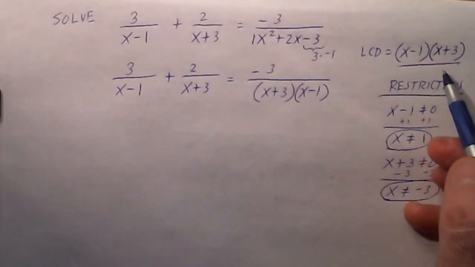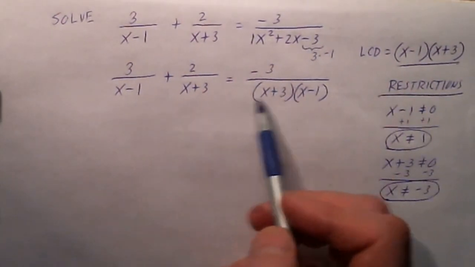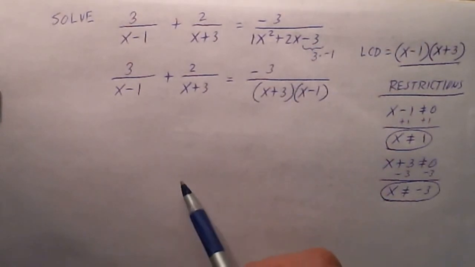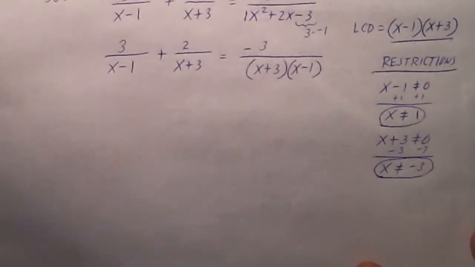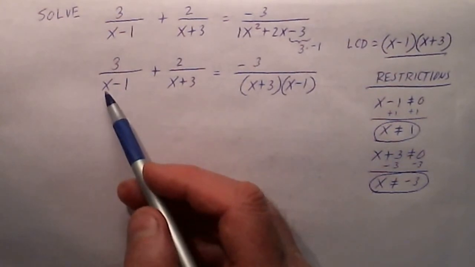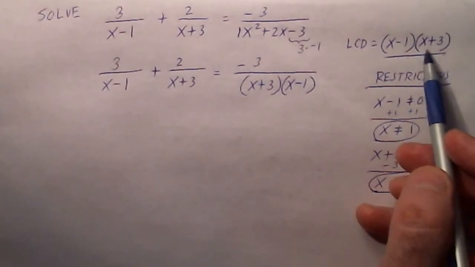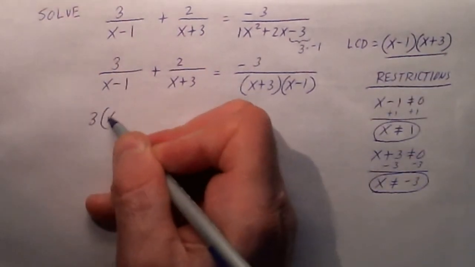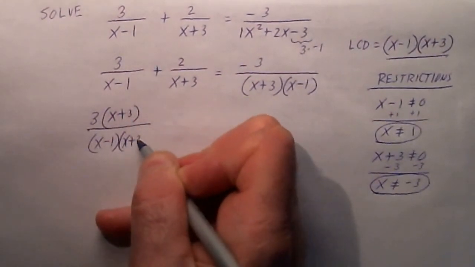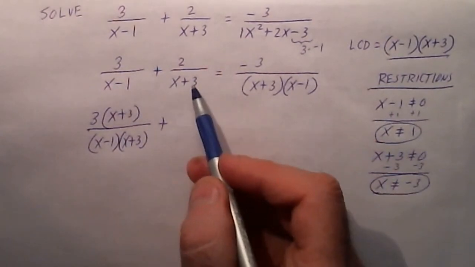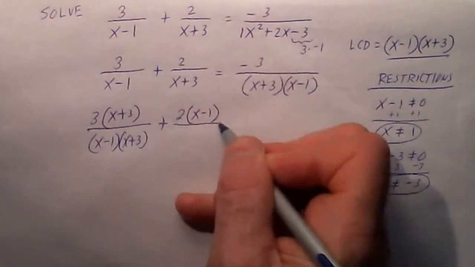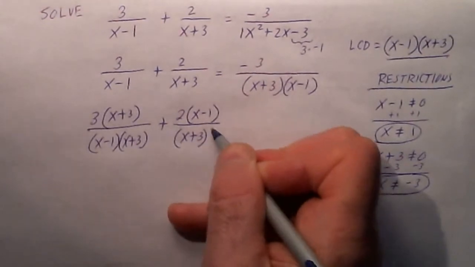So this would be the least common denominator of this rational equation and all of its denominators. The next move now is we got to make sure that we build all these rational expressions up into equivalent fractions. The first fraction has the x minus 1, but it's missing the x plus 3. And because of that, the first fraction, top and bottom, gets multiplied by x plus 3. The second fraction has the x plus 3, but it's missing the x minus 1. So top and bottom of the second fraction in this equation gets multiplied by x minus 1.